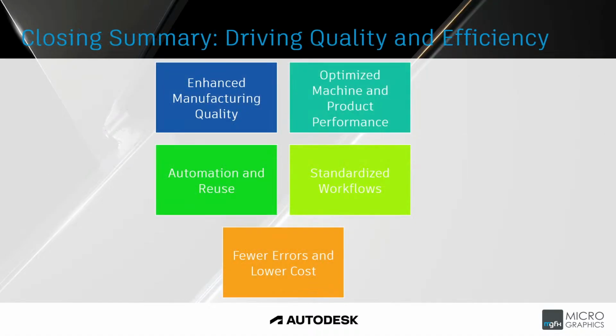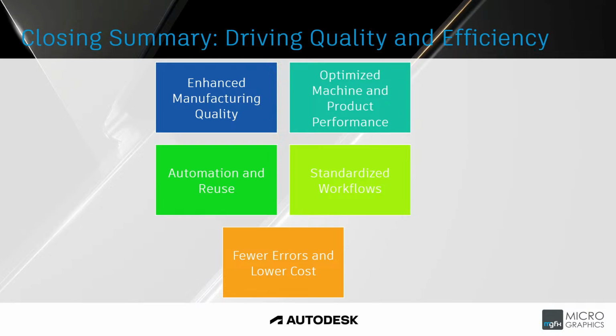We're going to look at the closing summary of this webinar on driving quality and efficiency. You have your enhanced manufacturing quality, and we're going to have a look at some of the key takeaways. Enhanced manufacturing quality through simulation, tolerance analysis, for instance interference checking, and standardization tools. It empowers teams to catch issues early and build it right the first time.